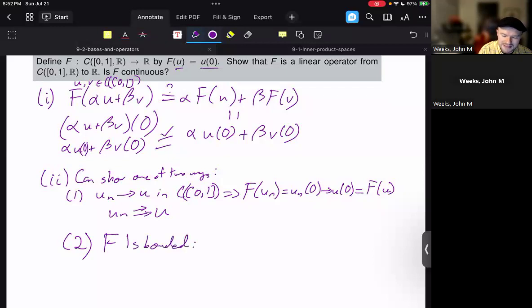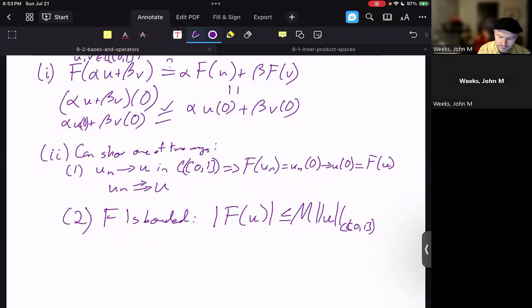And again, what that means is that we want to show that the norm of the value that we get out of f of u, which is really just an absolute value because this is a real number that we're talking about, it's u of 0, is less than or equal to M times the norm of the function u inside of the space of continuous functions for some M. And we can get this.